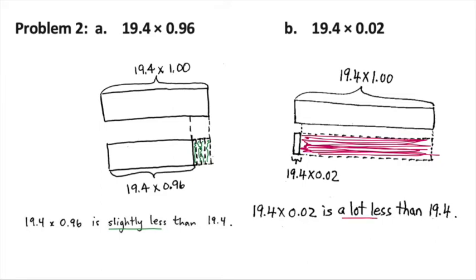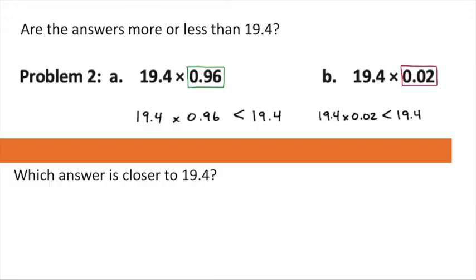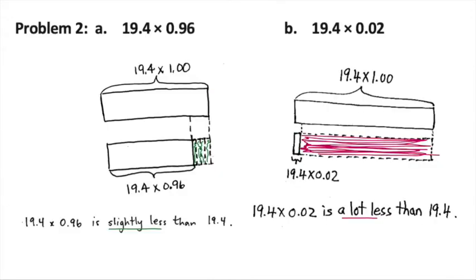So to go back to our previous question, which answer is closer to 19 and 4 tenths? 19 and 4 tenths times 96 hundredths is going to be much closer than 19 and 4 tenths times 2 hundredths. Okay?